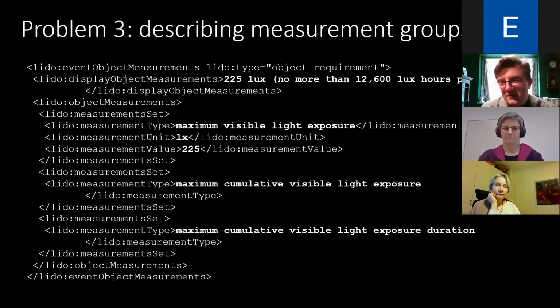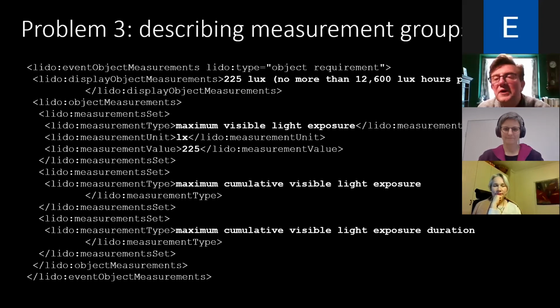Third is a problem that's best described with an example, and as this is a meeting that involves the LIDO working group, I hope you didn't think you would get away without seeing a big slug of XML on the screen. If we consider for a moment a museum with some really good, well broken down requirements data, say for visible light exposure, that requirement can be expressed as a string: the maximum light that the object should be exposed to is 225 lux, no more than 12,600 lux hours per week.